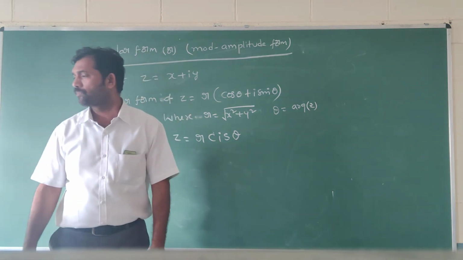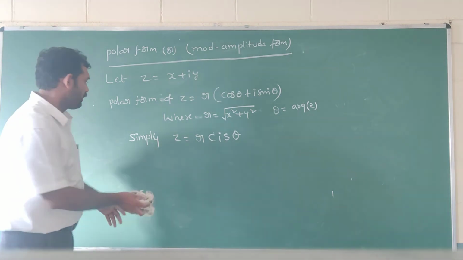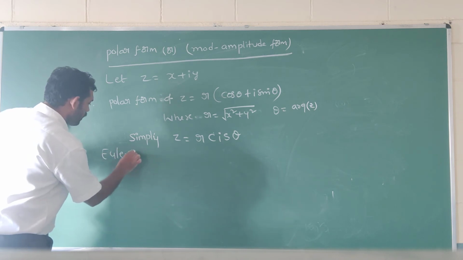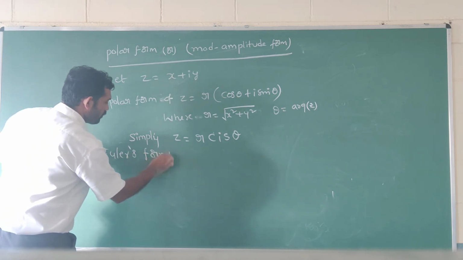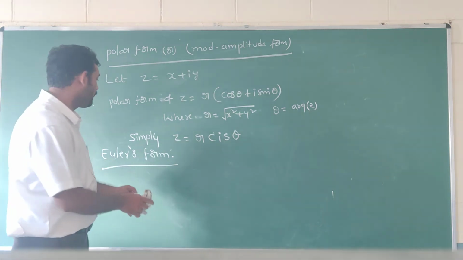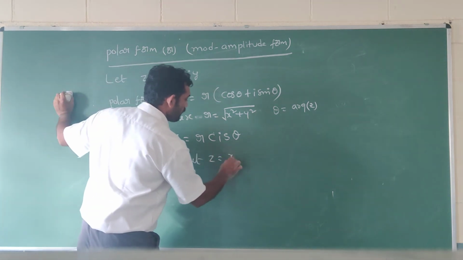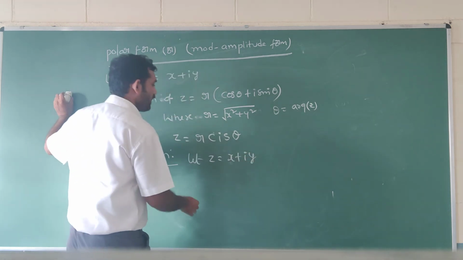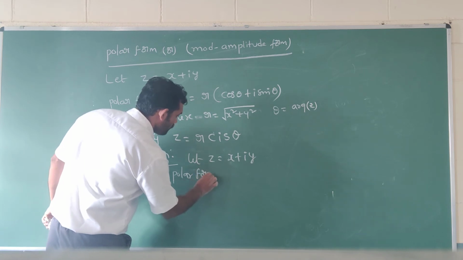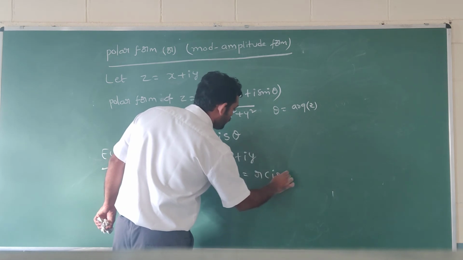Next, it should be converted into Euler's form. This is also a new concept to you, Euler's form. The given complex number you should write as z = x + iy. This is first converted into polar form. So what is our polar form? z = r into cis theta.